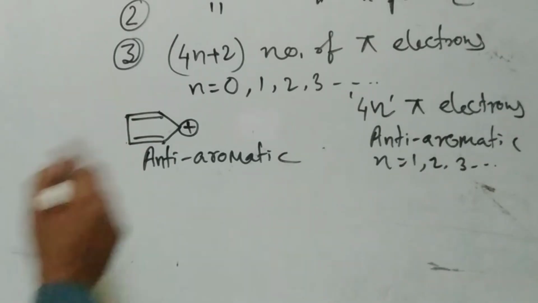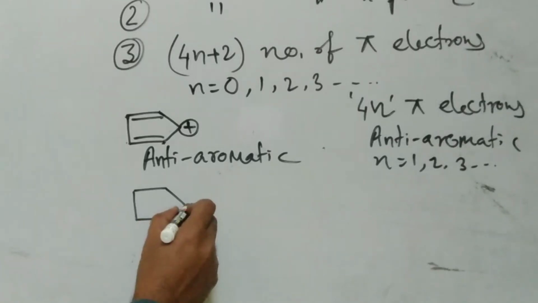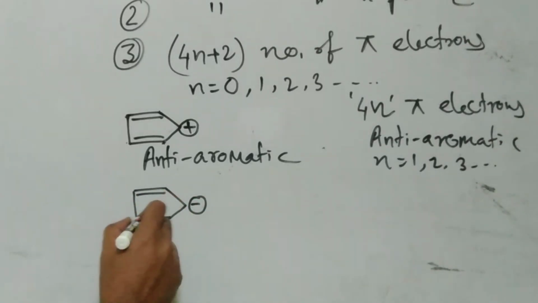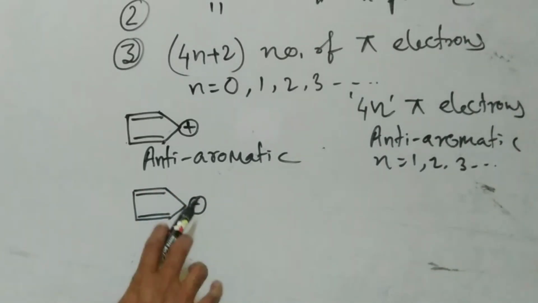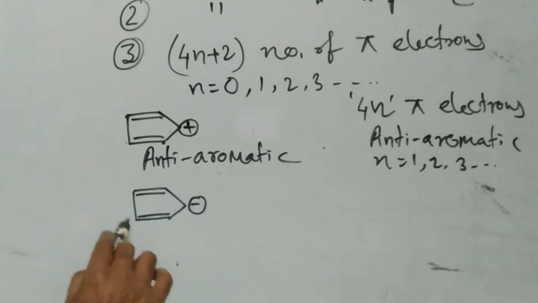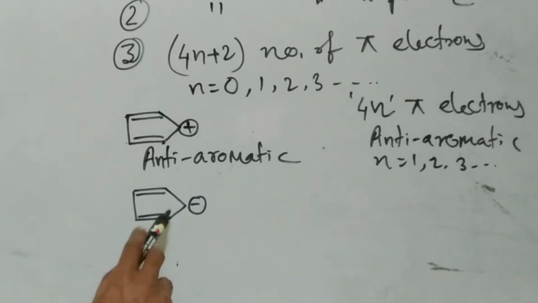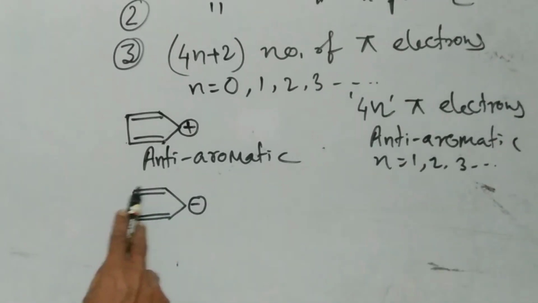Okay, now the next example is this: a negative charge, double bond, double bond. Whether it is a negative charge or a positive charge, it is sp2 hybridized. So all these 5 carbons are sp2 hybridized, that is, all are in the same plane. The molecule is cyclic, the molecule is planar.